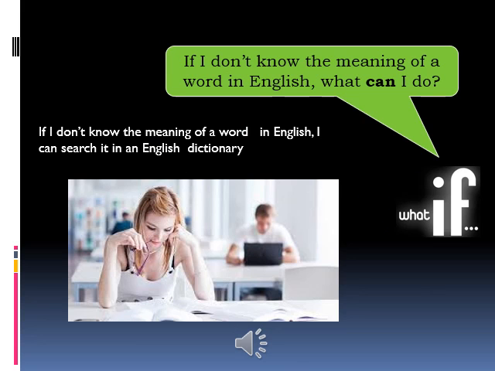Now we can see the zero conditional. Remember that we make a zero conditional by using sentences with two present simple verbs. Okay, so let's read the example. If I don't know the meaning of a word in English, what can I do? If I don't know the meaning of a word in English, I can search it in an English dictionary.